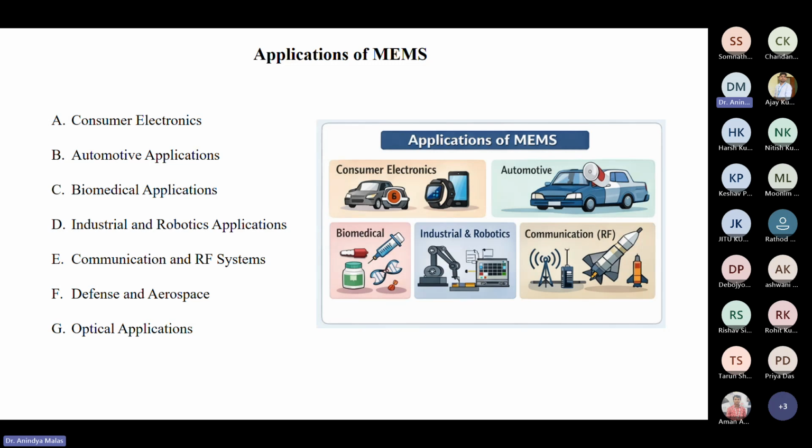Next are industrial and robotic applications, where you can use MEMS as a vibration sensor, flow sensor, or pressure sensor. There is also much use of MEMS in communication systems, such as RF MEMS switches, micro resonators, and timing references. It is also used in defense and optical applications. These are the different applications of MEMS. Now, next.